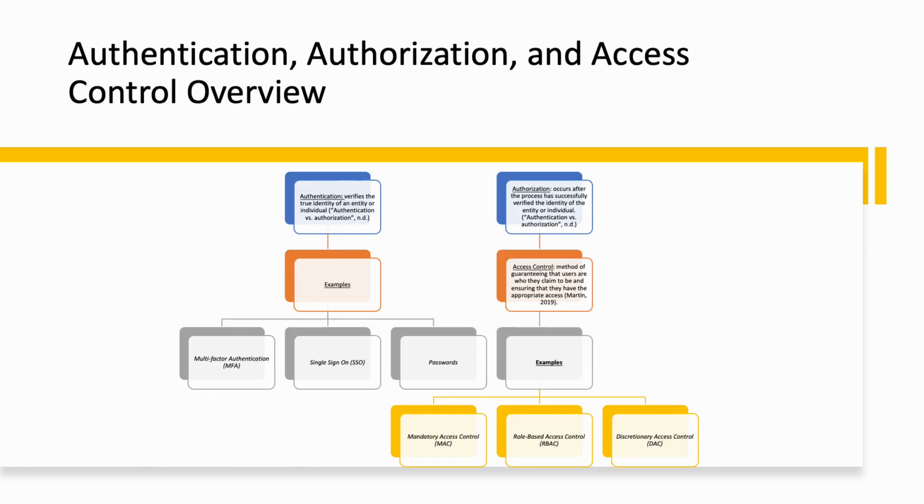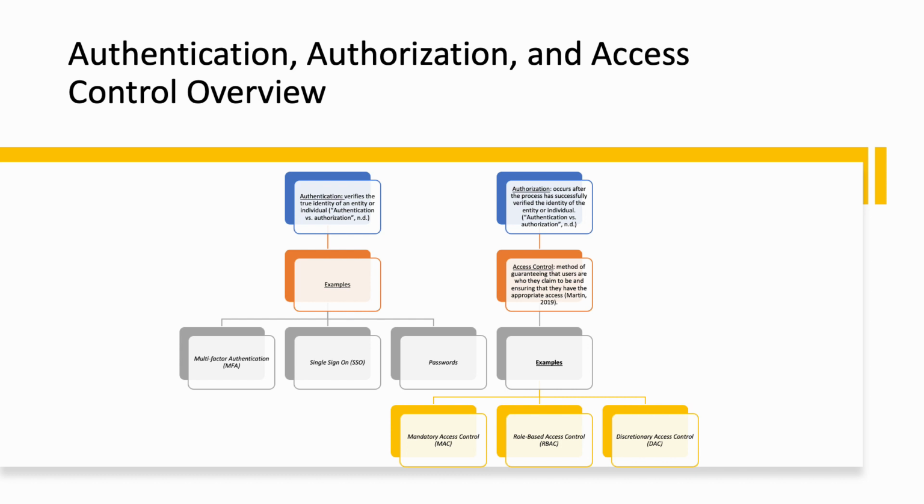So in this slide, we'll give an overview of authentication, authorization, and access control. If we take a close look at this chart here, you'll see that we have it split into two different ways. We have authentication on the left side and then authorization on the right. I'll start with the left and move over to the right. The first step is authentication. Authentication is the process that verifies the true identity of an entity or an individual. Some examples of authentication include multi-factor authentication. You also have passwords, which are very common in today's society, and we also have single sign-on processes as well.